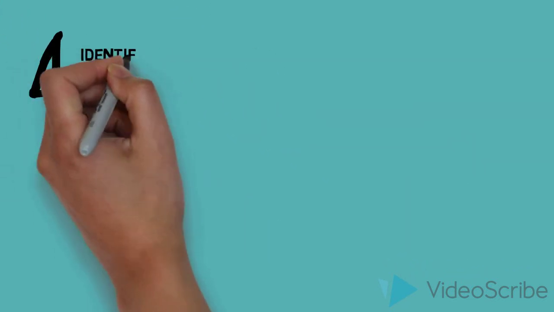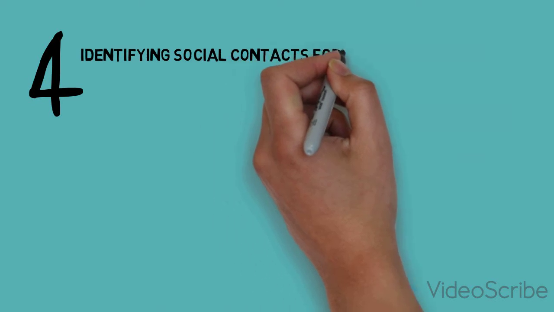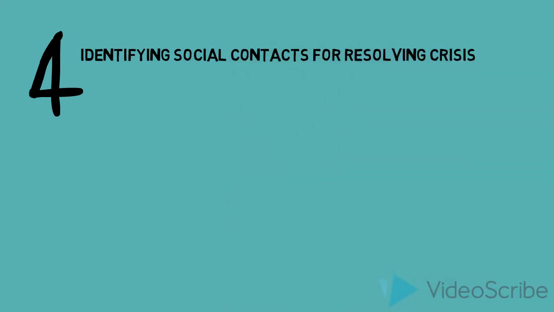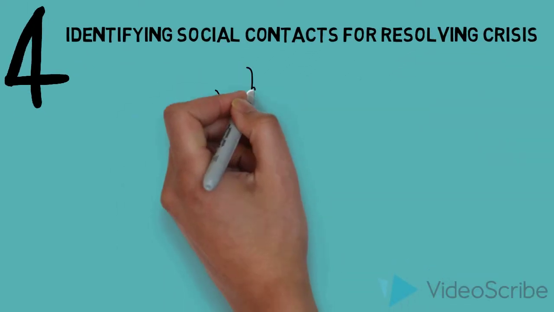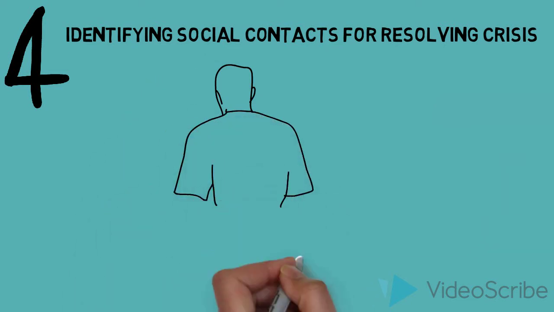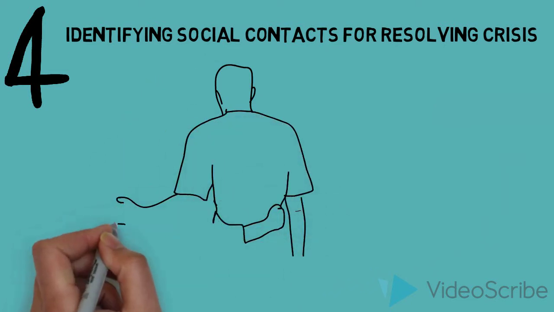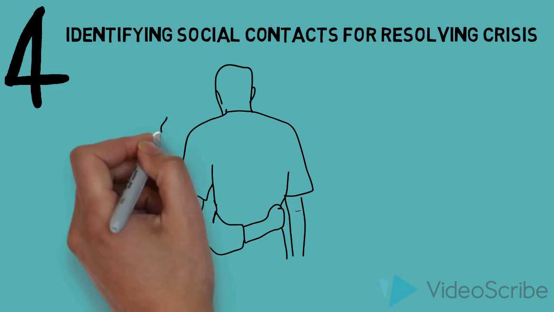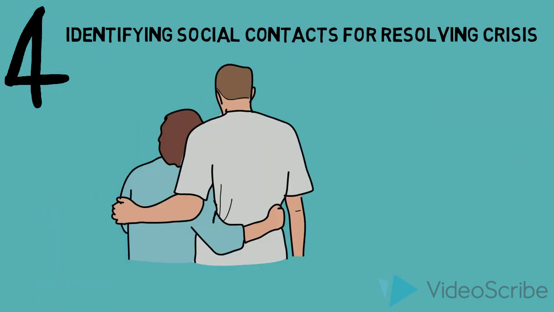The fourth stage is identifying social contacts for assistance in resolving suicidal crisis. This stage involves individuals choosing family members or friends that they may contact and explicitly ask for help if they experience suicidal thoughts or urges that are overbearing and they can't deal with alone.